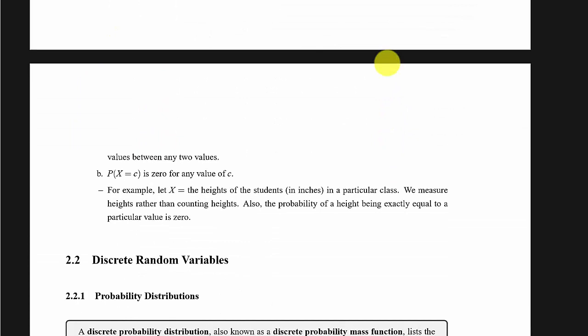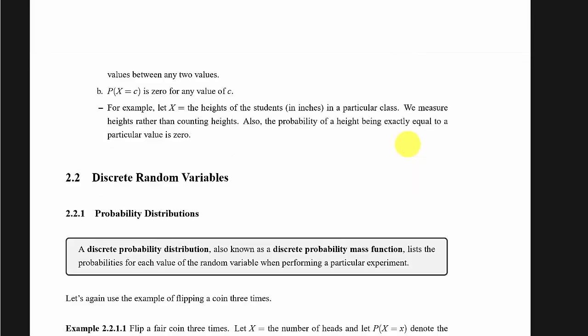So, for example, let X equal the heights of the students in inches in a particular class. We measure heights rather than counting heights. Also, the probability of height being exactly equal to a particular value is 0. Okay, so that ends the lesson for this one.